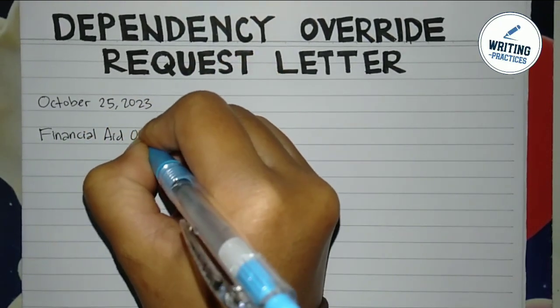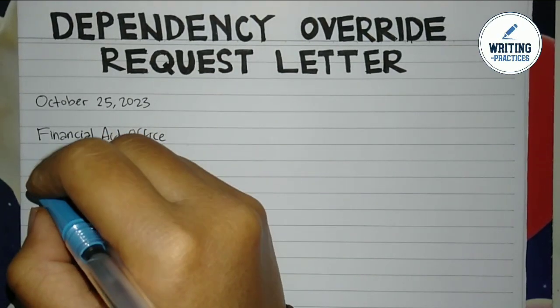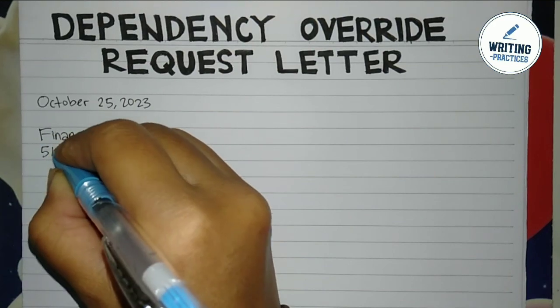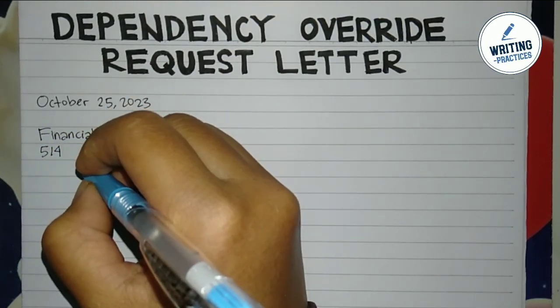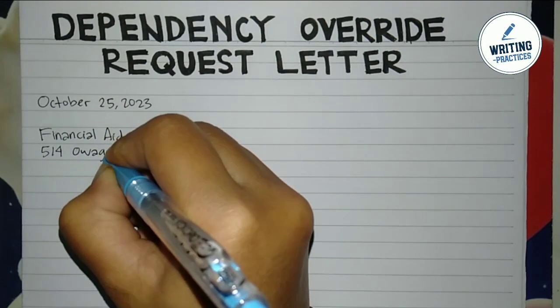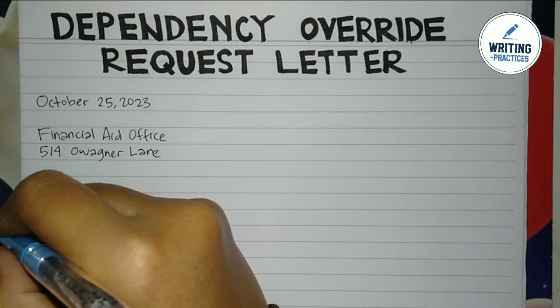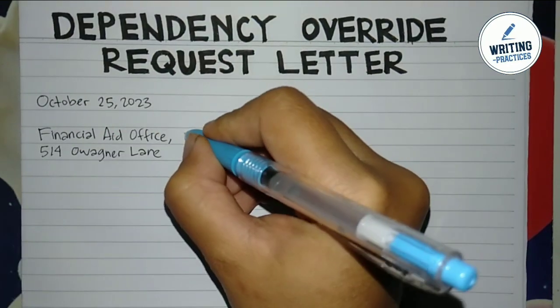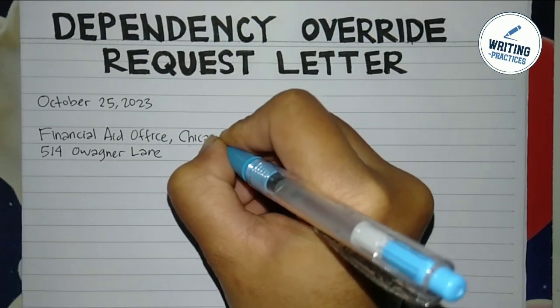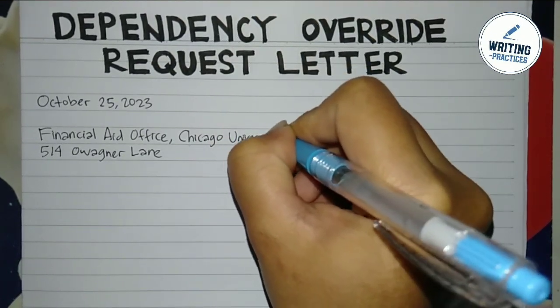This request is made when the student believes they have valid and compelling reasons to be considered independent, despite not meeting the standard criteria. The letter should explain the student's unique circumstances, provide supporting evidence, and ask for a re-evaluation of their dependency status to potentially access more financial aid options. Here, Writing Practices will show you how to write a Dependency Override Request Letter step by step.